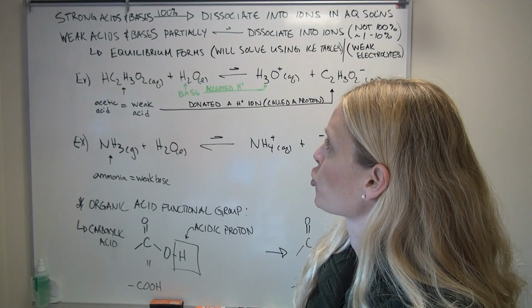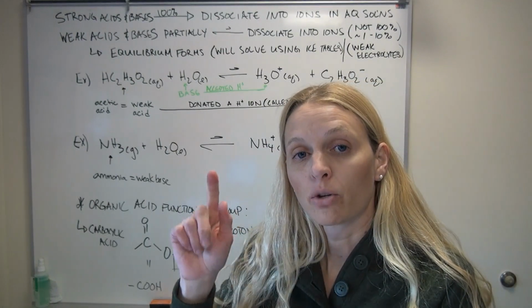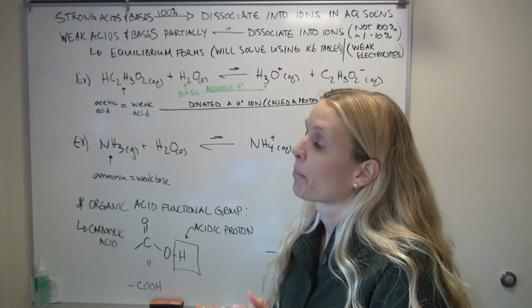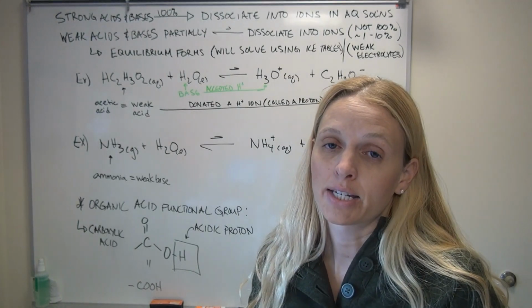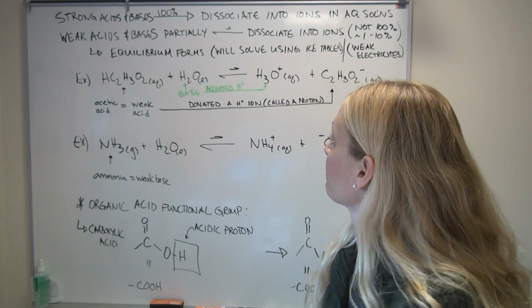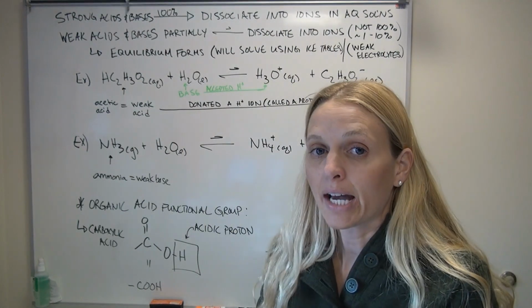The other class of strong bases were metals from column 1 and column 2 on the periodic table. When they are paired with hydroxide, they will 100% dissociate into the respective ions. All right, so now we're going to talk about weak acids and weak bases.